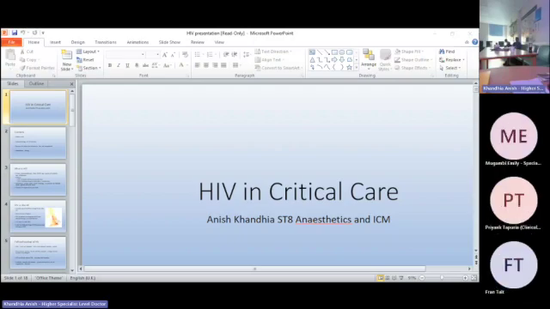And a little bit of a look at IRIS, which is immune reconstitution inflammatory syndrome. These are terms that are bandied about when patients are admitted with HIV, but it's never entirely clear unless you know what they mean. So in terms of what is HIV, HIV is obviously the human immunodeficiency virus.